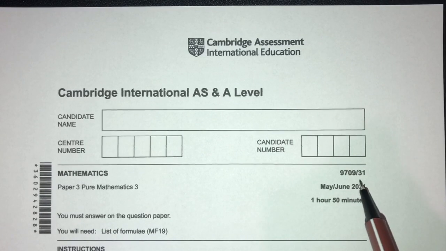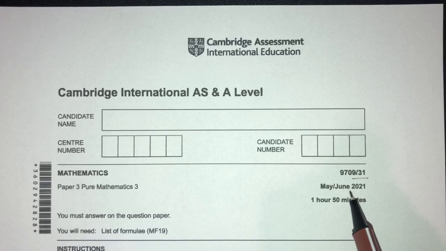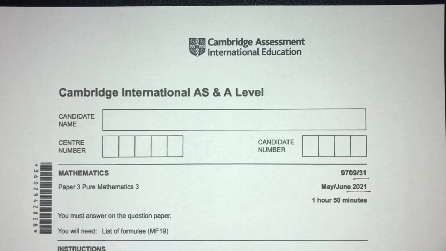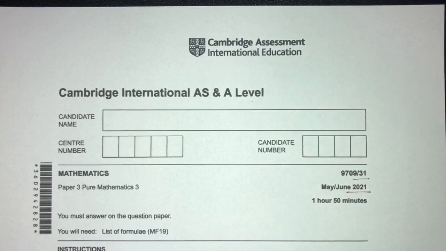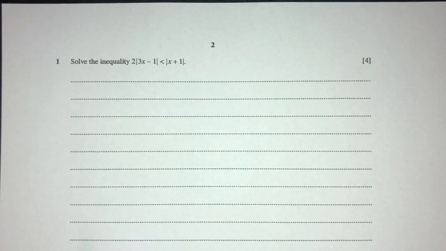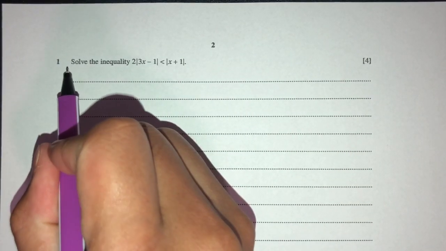This one is paper 3-1 of May-June 2021 for A-Level Math, paper 3. Now, with that being said, let's move on to the questions that I have for you today. Okay, so let's move on to question number 1. Here we have to solve the inequality.